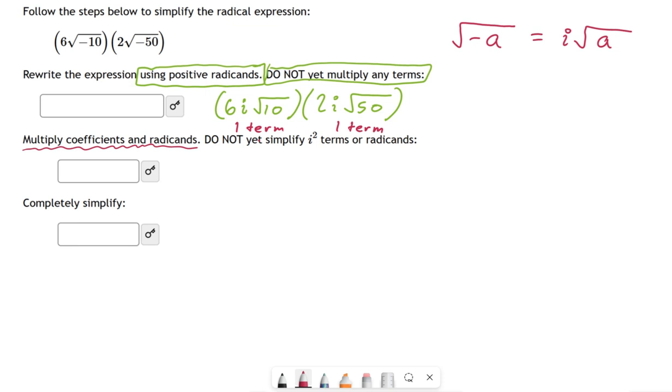So what I'm going to do is multiply the first term times the second term. Right? I'm just going to carry that multiplication straight through, which means I have 6 times 2, that's 12. i times i, that's i squared. And inside the square root, I have 10 times 50, which is 500. Okay? That's what's wanted in the second answer box.